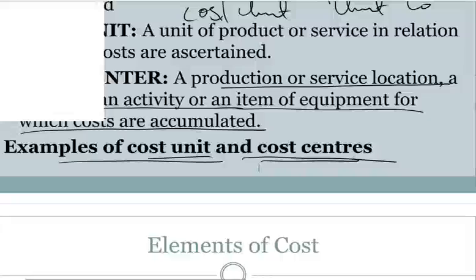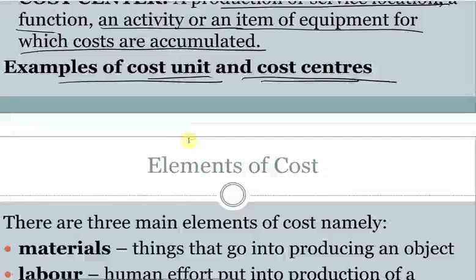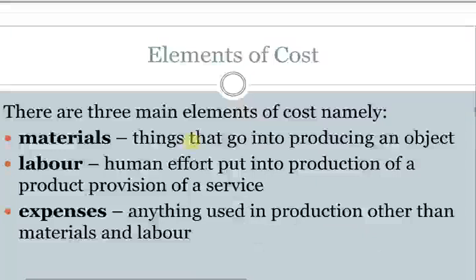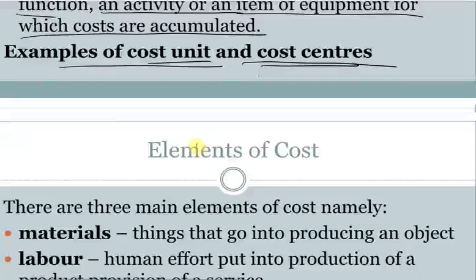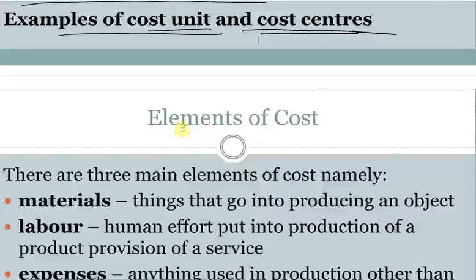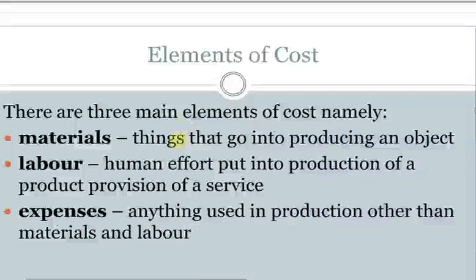So you're supposed to be able to come up with a cost unit and be able to come up with a quotient. It's not like they'll ask you which is the cost center, which is the cost unit, but maybe in a scenario you're supposed to come up with that. But most of the time they will tell you this is the cost center, this is the cost unit.